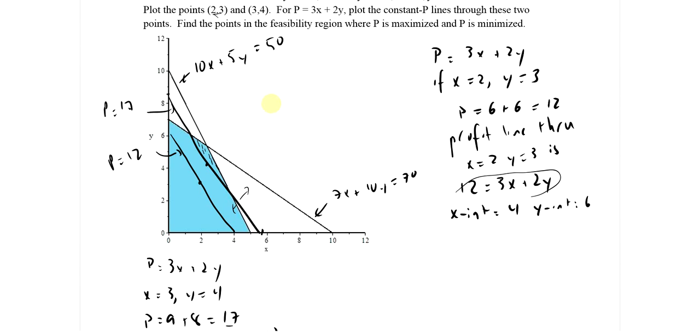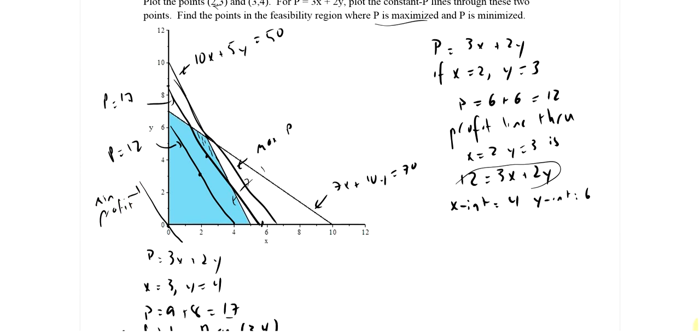So where would p be maximized? Well, if you increase profit, you're going out this way, and you're always going out parallel to these lines. So where's the point that you would leave the feasibility region? Oh, right there, that point of intersection. Whatever that profit line is, that's your max profit. And what's your minimum profit going to be? Well, as you would suspect, minimum profit would be when you make nothing. So, what's the upshot of all this?